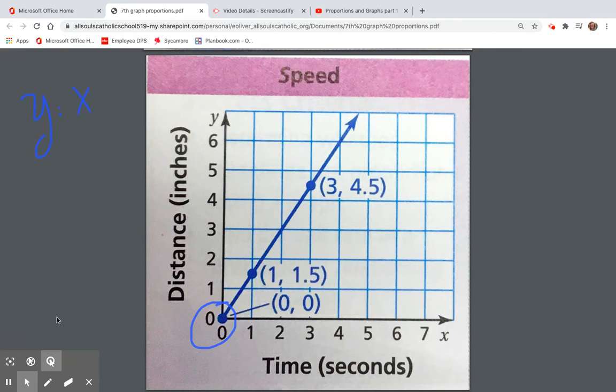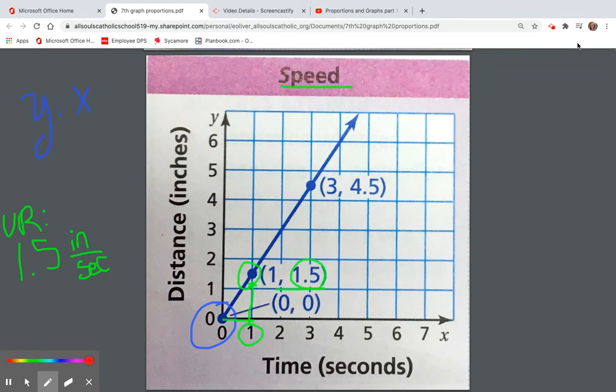I can also tell my equation for my line and my unit rate. Remember that unit rate is just what y is when x is 1. So I'm going to go over to x. I see at 1, I go up. Oh, I have a data point already showing me. When x is 1, y is 1 1/2, I apologize. This means I am going 1.5 inches every second. That's my rate of my speed, 1.5 inches every second.